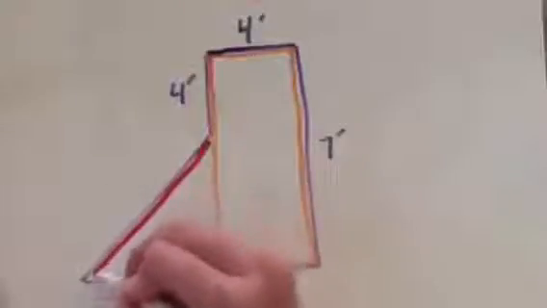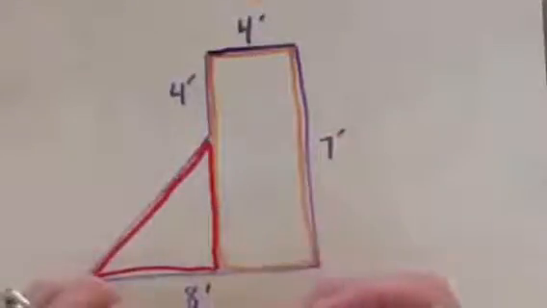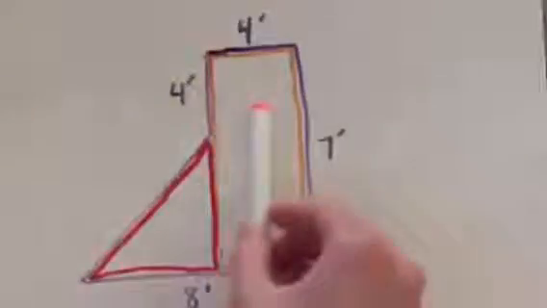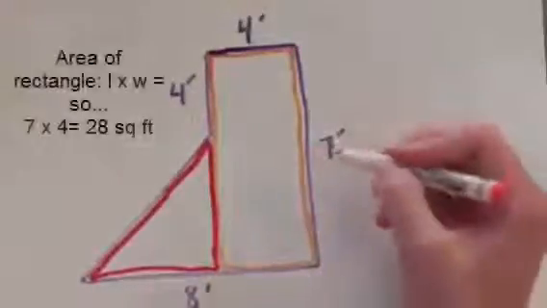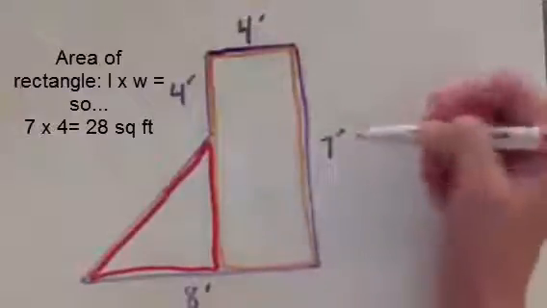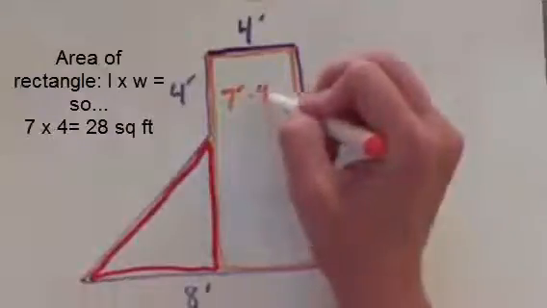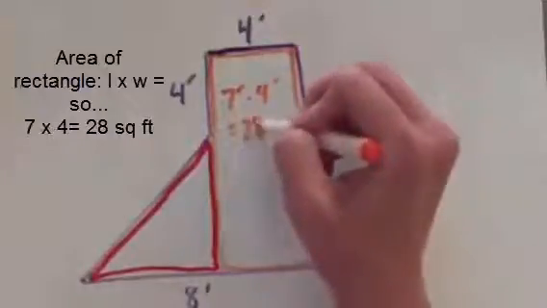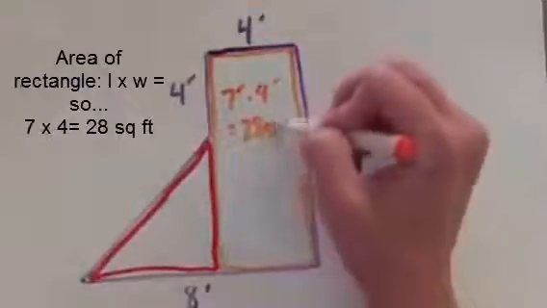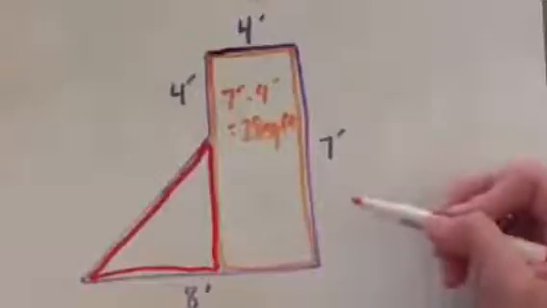Okay, I know how to calculate the area of a rectangle. We just reviewed it. Base times height, or length times width. In this case, 4 feet times 7 feet. So 7 feet times 4 feet equals 28 square feet. So that's the area of this orange rectangle here.